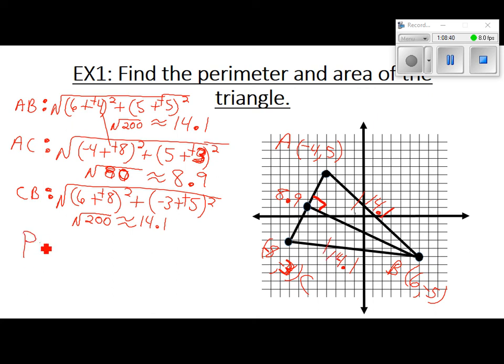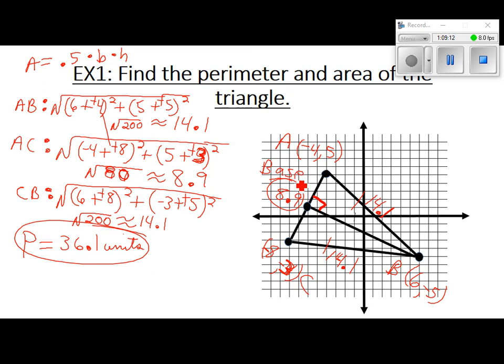How are we gonna find the perimeter? Somebody add them all up for us, so I don't have to write it all down. I got 37.4. Yep, and it's just regular units. How are we gonna find the area? What do we need for area? You need a base and a height, right? We know the base. Which side's the base?